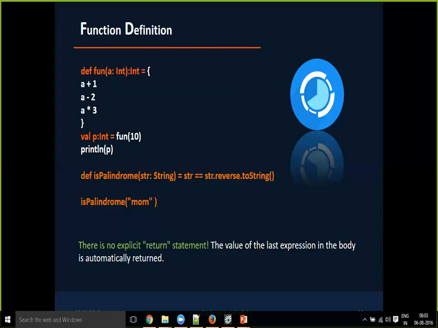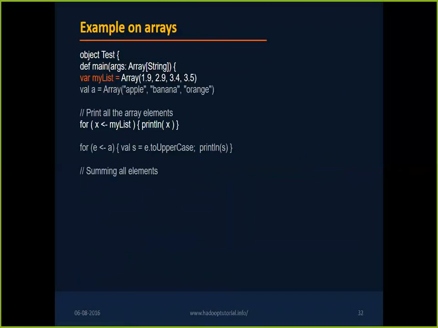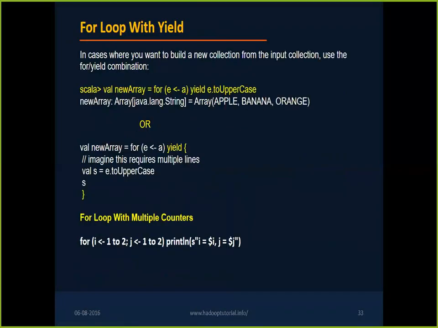But my last statement, so far we were seeing so many blocks of pieces of code, right? In the for loops, the yield statement, whatever the last statement is, that is the return value. So in this case, val s equal to e dot toUpperCase, and simply saying s, the last value automatically gets returned. You don't need to use the return keyword explicitly.